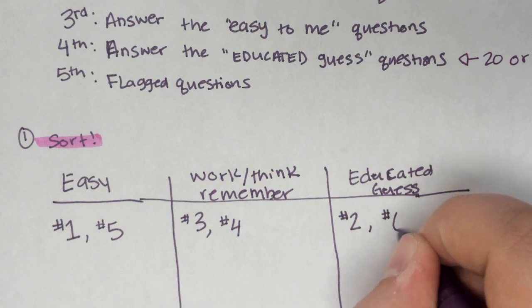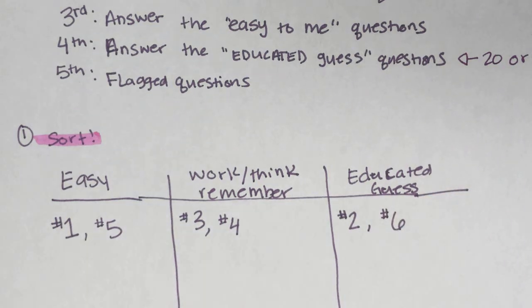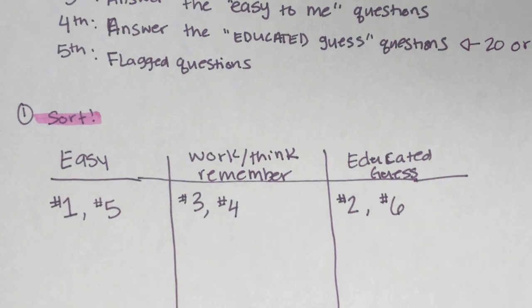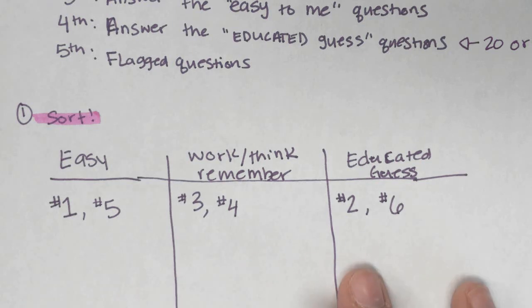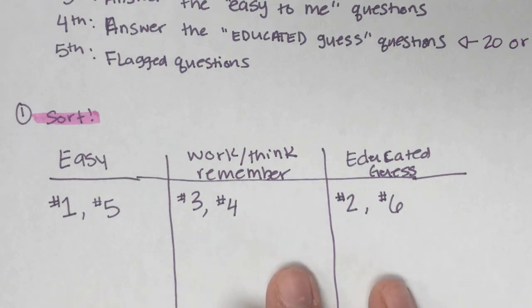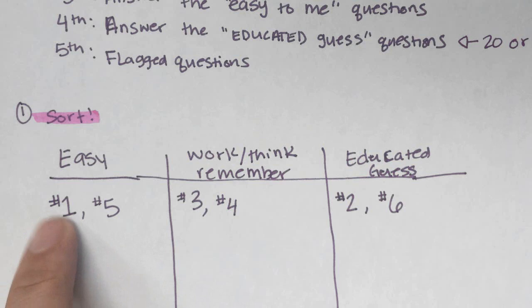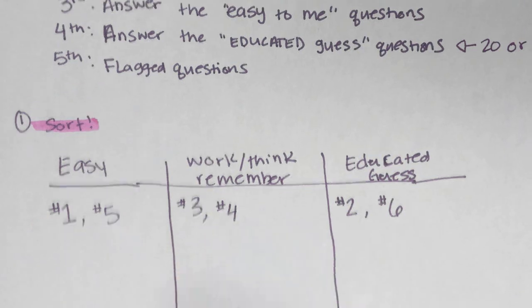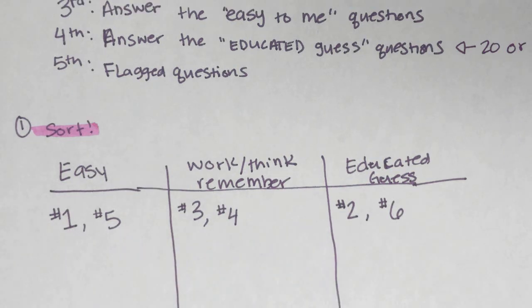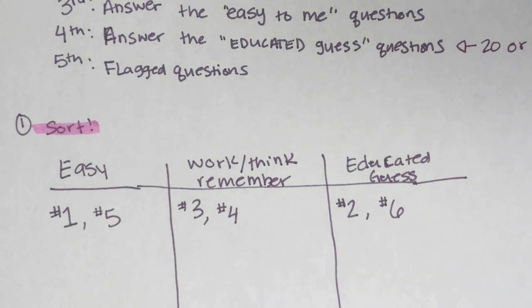And then number 6, there's a whole picture that I don't even know anything about, so I'm going to have to educatedly guess there. So this is what I mean by students are sorting their problems. They're not solving anything. They're literally just putting the problem number in the column of when they're going to answer it. They're categorizing based on the difficulty of that question for them. Okay, that's what's going to happen first.